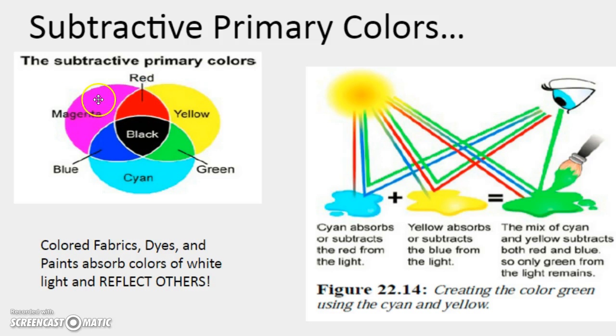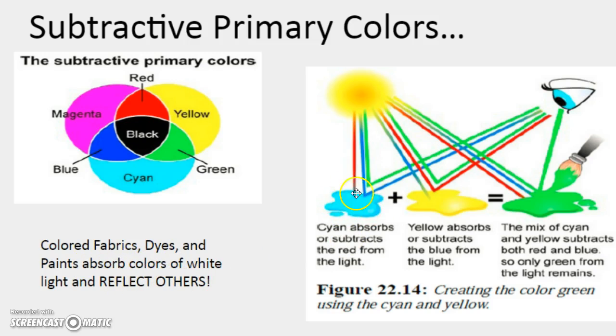And if I mix magenta, yellow, and cyan together, all colors are absorbed. And all colors absorbed means a lack of color. Therefore, we call that black. And these are found in fabrics, dyes, paints. These all have pigments. And these absorb colors of white light and reflect others.